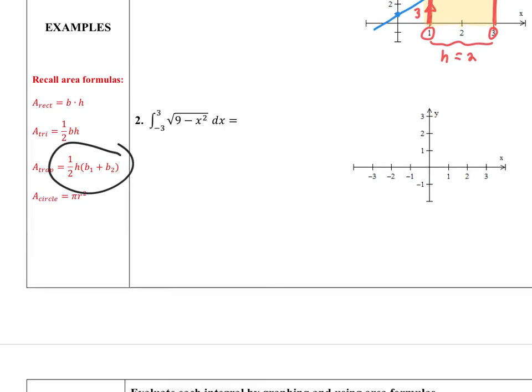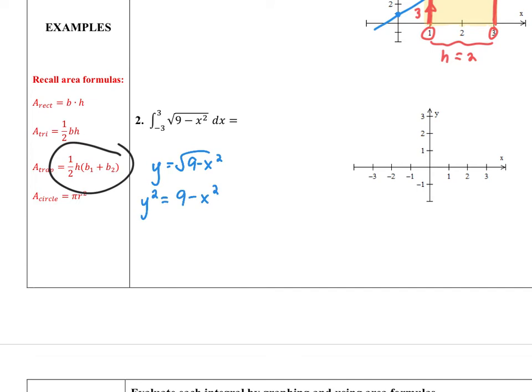On example 2, you may or may not recognize this expression, but what I have to graph first is y equals the square root of 9 minus x squared. I'm going to transform this a little bit, and it might turn into something that you recognize. So I'm going to clear that square root by squaring both sides first.